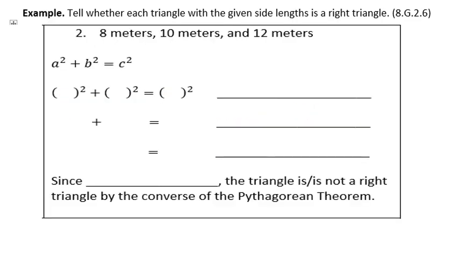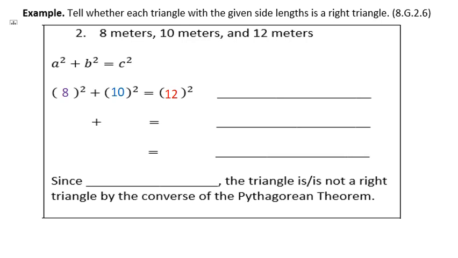Now let's look at example 2. So we have a triangle with side lengths 8 meters, 10 meters, and 12 meters. We will assume that the hypotenuse is 12 meters because it is the longest side. So now we're going to use a squared plus b squared equals c squared to determine if this will be a right triangle. So let's plug it in. We're going to plug in 8 for A, 10 for B, and 12 for C.